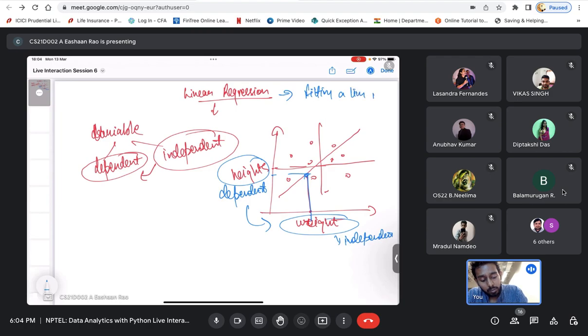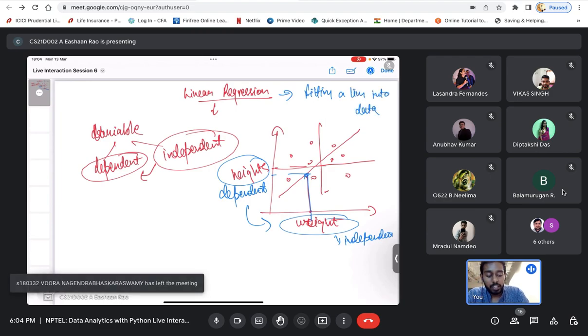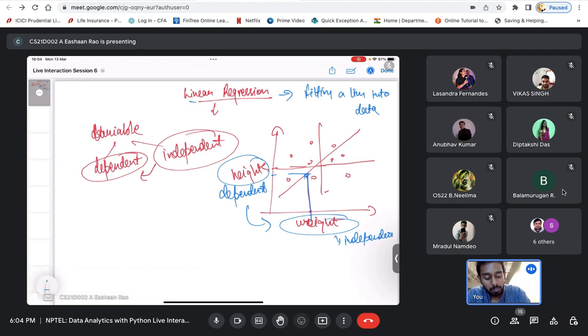Mostly, linear regression is fitting a line into data. Right now we have data, and we have to make certain sense out of it. This is one of the simplest forms, where we have only two variables and somehow they are correlated to each other. We have to find out what that correlation is. We usually express that as y equals intercept plus slope times x.